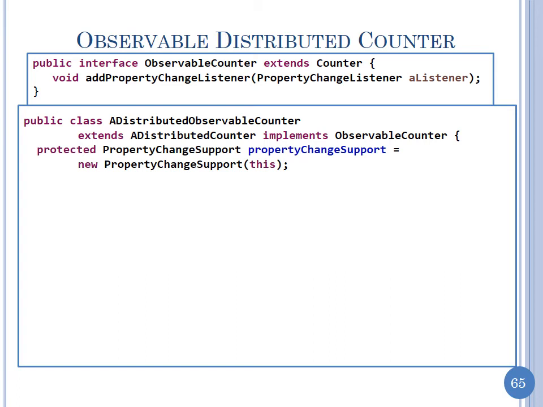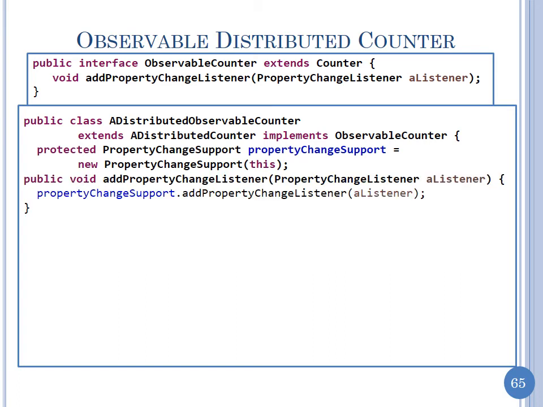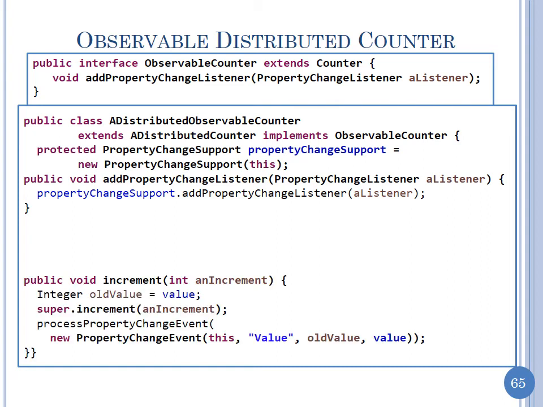Okay, and I'm going to have an add property change listener, a registry method, which takes a property change listener as an argument, and I don't want to keep the list myself, so I store the list in the property change support object. So I just forward the methods to that. And my increment method now, since I'm extending a counter, can just do super.increment to actually change the value.